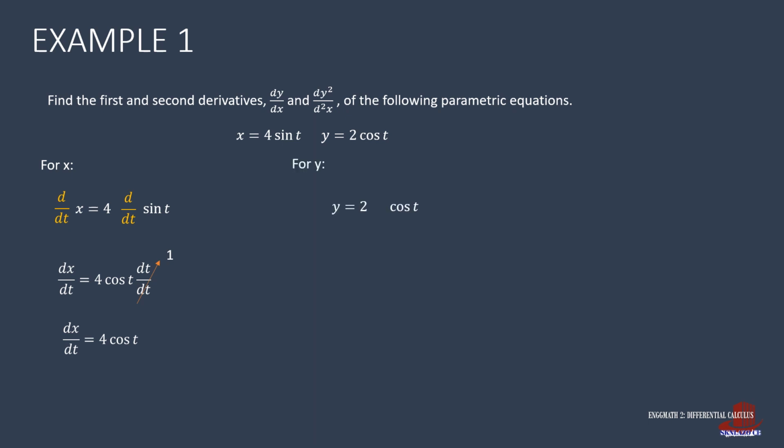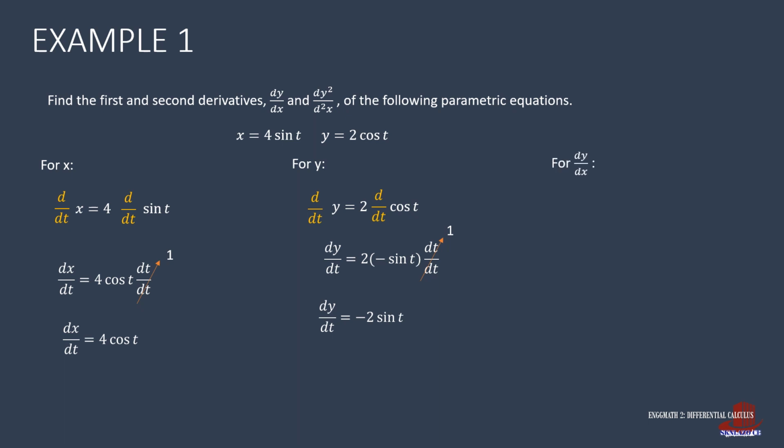Y's derivative starts with 2 times the derivative of cosine t. So dy/dt is 2 times negative sine of t with dt/dt, again taken as 1. So dy/dt is negative 2 times sine of t.